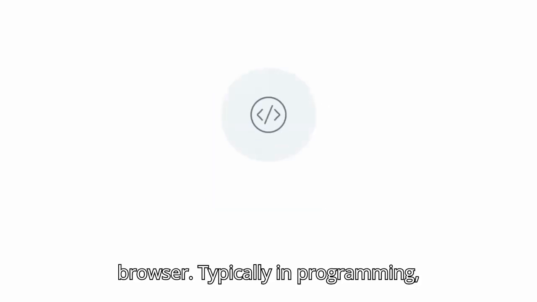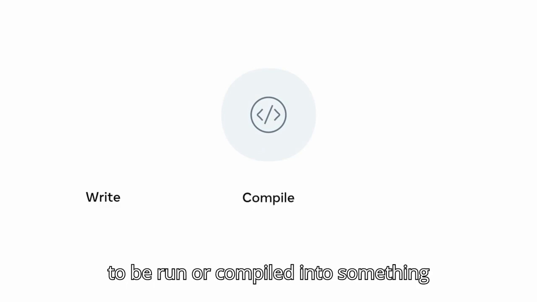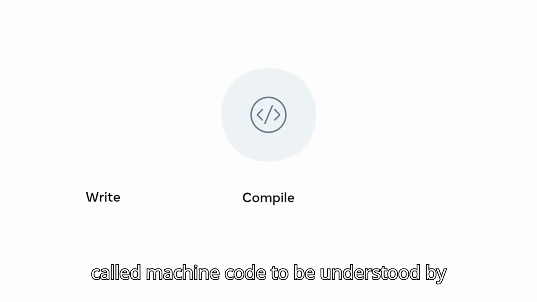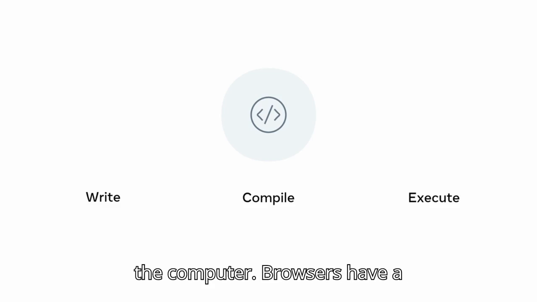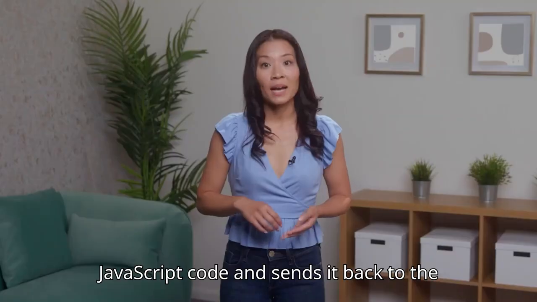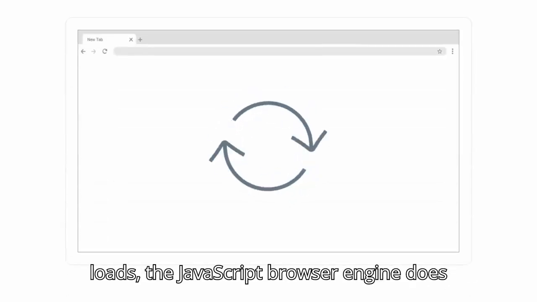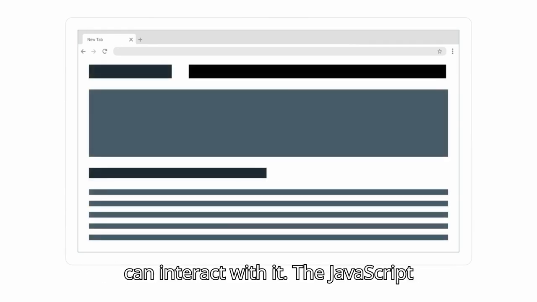Typically, in programming, once you write some code, that code needs to be run or compiled into something called machine code to be understood by the computer. Browsers have a specific software component called a JavaScript engine that executes the JavaScript code and sends it back to the browser for rendering. So when a web page loads, the JavaScript browser engine does all compiling in the background. Then the web page is loaded successfully and users can interact with it.